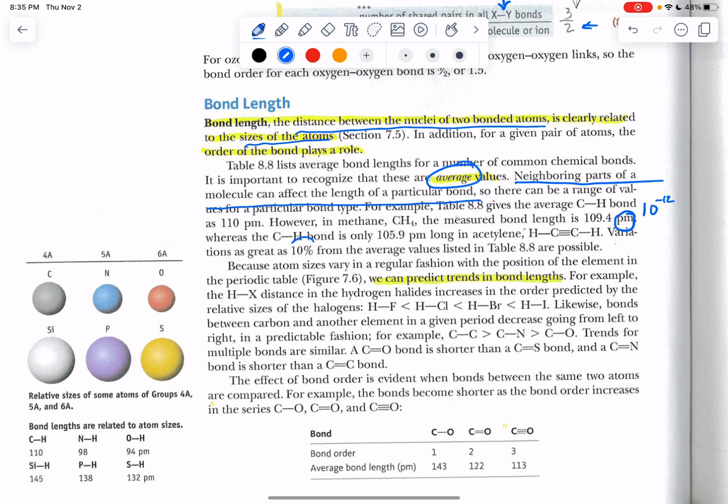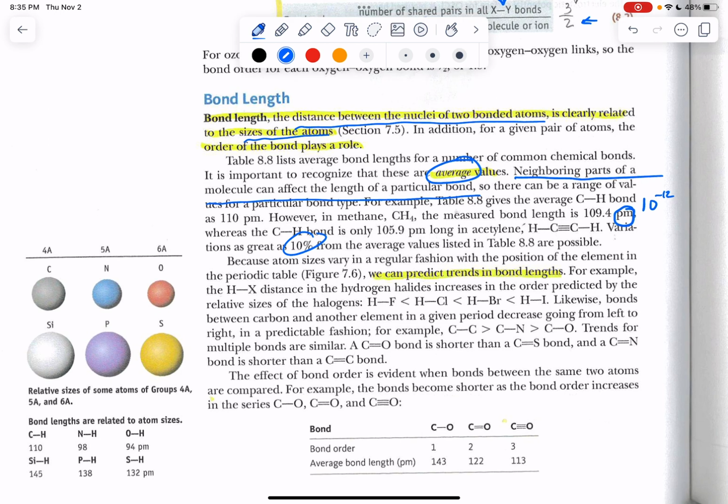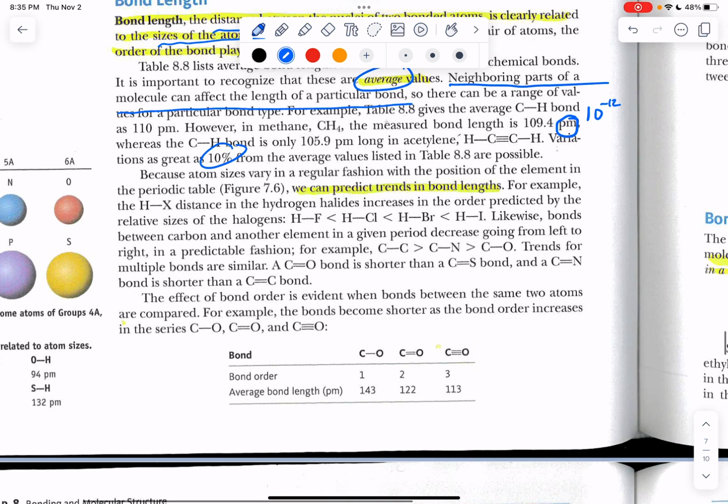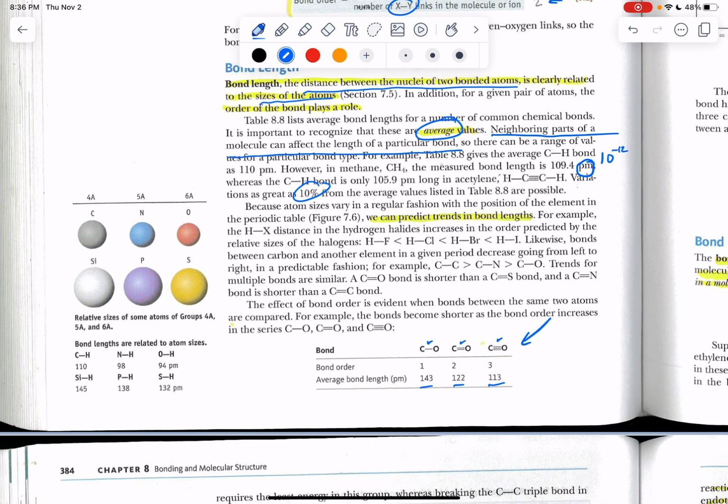And you can have variations as much as 10% based upon what the rest of the molecule might look like. We can, of course, think about the trends going on. For example, down here, when we go from a single bond to a double bond to a triple bond, you can see that my bond length gets smaller and smaller and smaller. Three bonds pulling a carbon and oxygen more tightly together creates a smaller bond length than only one bond pulling a carbon and an oxygen together, so to speak. So that would be an example of a trend that you might be able to see.